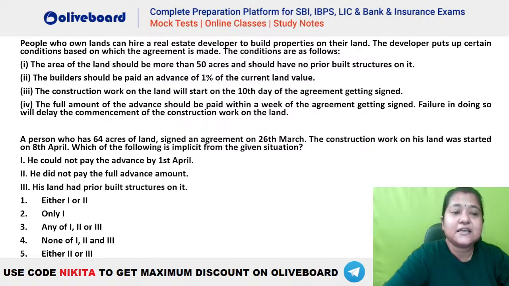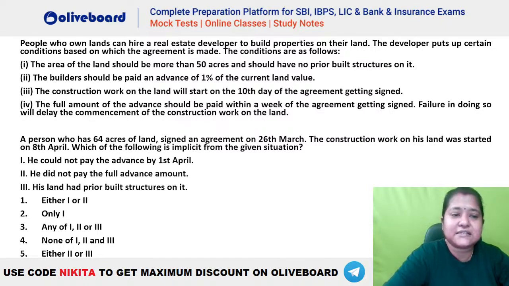The first one says the area of the land should be more than 50 acres and should have no prior structures built on it. Okay, that means the first criteria says that the area of land should be more than 50 acres. It should not be less than 50 acres, and it should not have any prior structures built on it, right? That is the first criteria. Second says the builder should be paid in advance of 1% of the current land value. So this advance should be paid 1% of the current land value. Whatever is the land value of that, you have to pay in advance the 1% fees here.